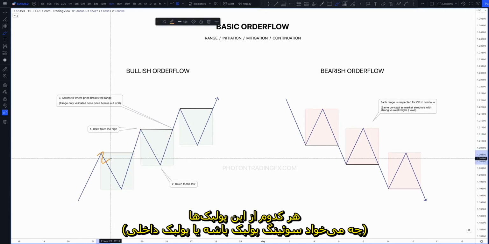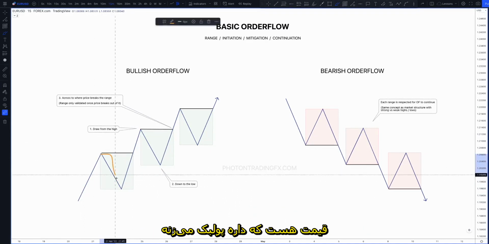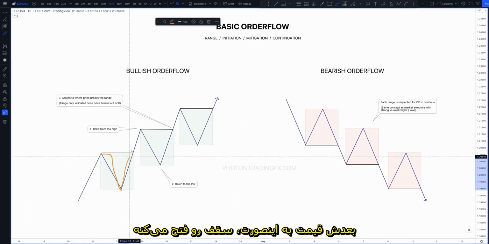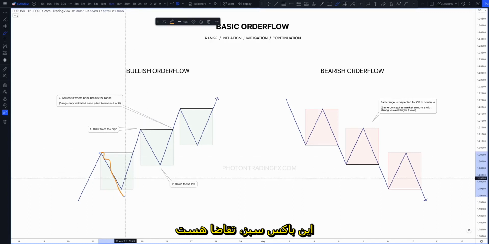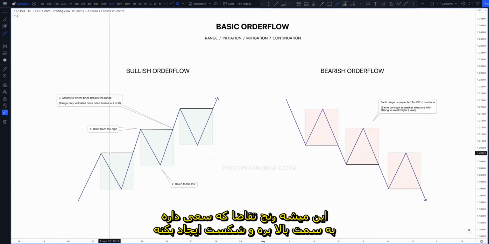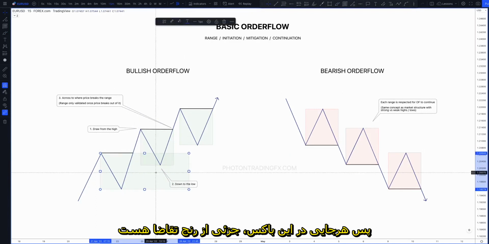Now, each of those pullbacks, whether it's a swing pullback or an internal pullback, it's just price pulling back. When it then breaks the high, that whole sell to buy range, from the high to the low, essentially that green box, is demand. If it breaks to the upside, that's your demand area. That's your demand range. So anywhere within that box is where you have your demand range.